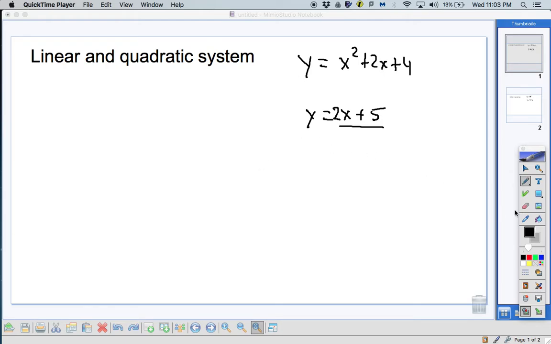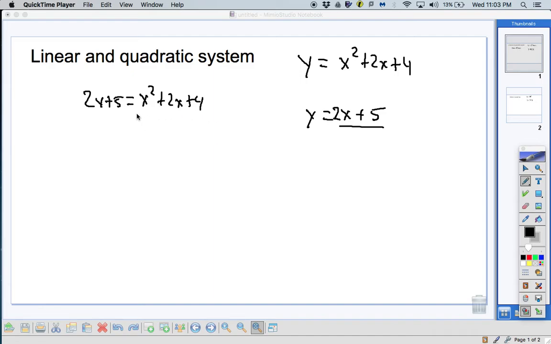So let's go ahead and see what happens when we do that. Instead of y, I'm going to write 2x plus 5. So I got 2x plus 5, and the rest of this stays the same. So I got x squared plus 2x plus 4. Okay, and now I've got to solve this.